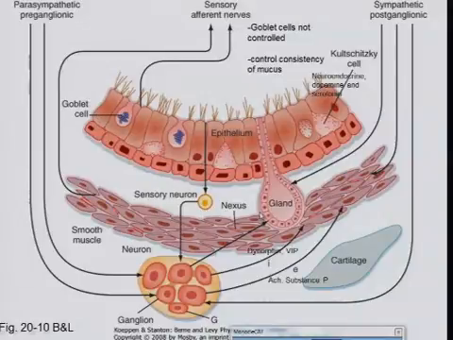Okay, so this kind of just gives you an idea where everything ties in together. Once again, this is cartilage associated with some of the upper airway, but there's still smooth muscle cells associated with this that can give us a constriction of those airways.